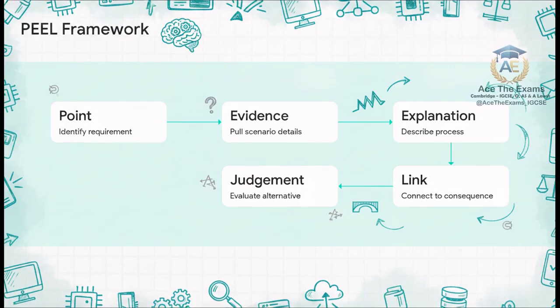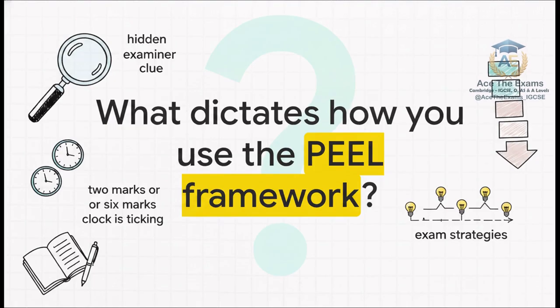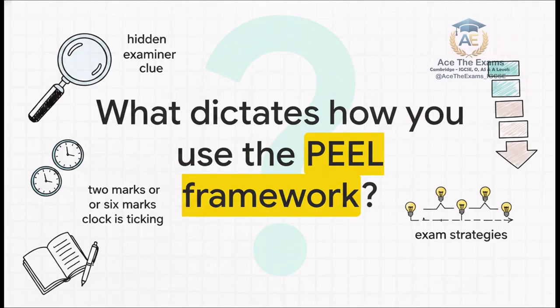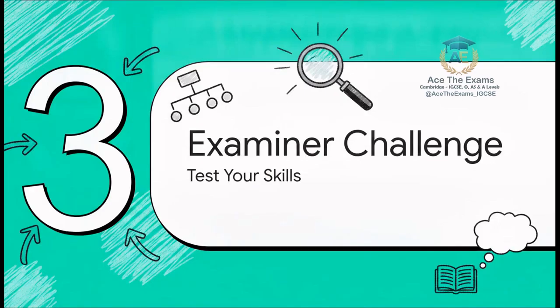This structure physically prevents you from writing isolated, generic facts. Now, in just a moment, I'm going to show you the hidden examiner clue that absolutely changes your answer completely. It's literally the difference between scraping 2 marks and securing a perfect 6. But first, you have to know exactly how to deploy this framework when the clock is actually ticking. Part 3, the examiner checkpoint challenge.